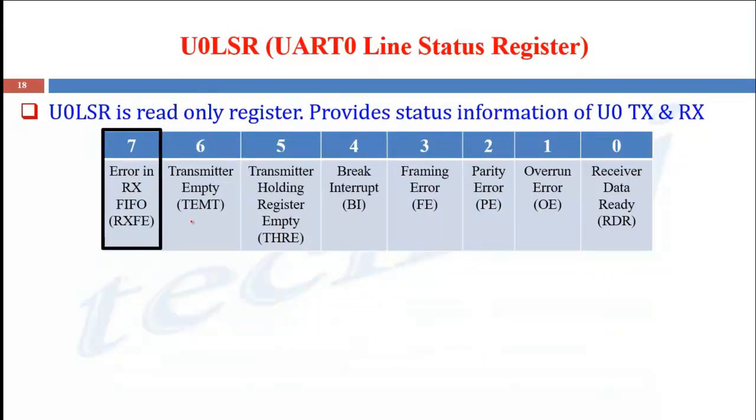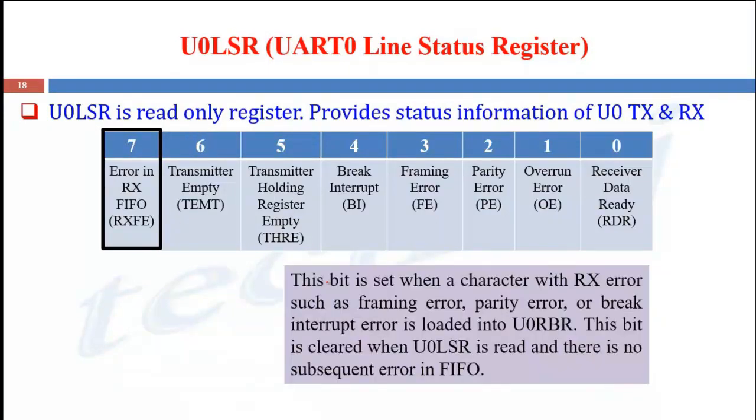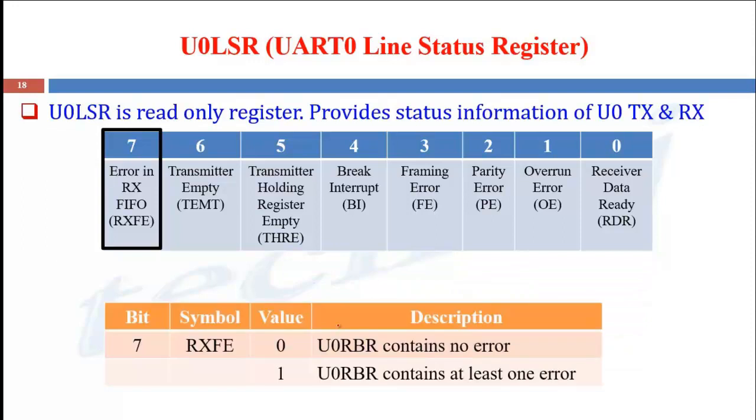And the last bit is an error in RX. This bit is set when a character with an RX error, such as framing error, parity error or break interrupt error, is loaded into the U0 RBR. This bit is cleared when U0 LSR is read and there is no subsequent error in the FIFO. So when this bit is 0, U0 RBR contains no error, and when this is 1, U0 RBR contains at least one error.